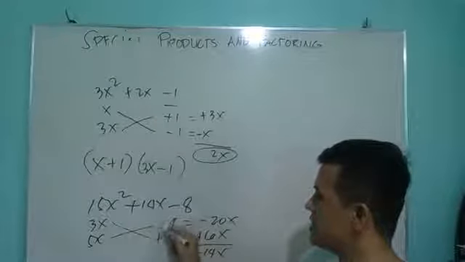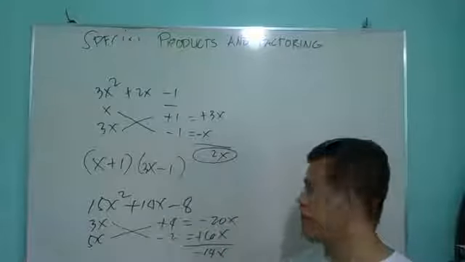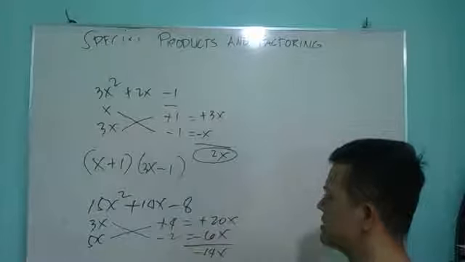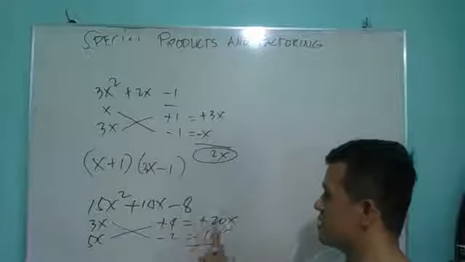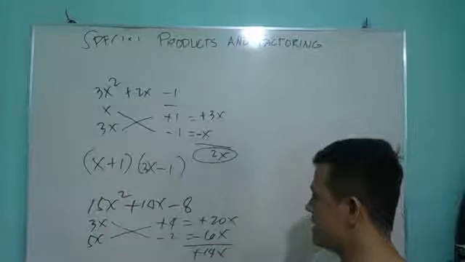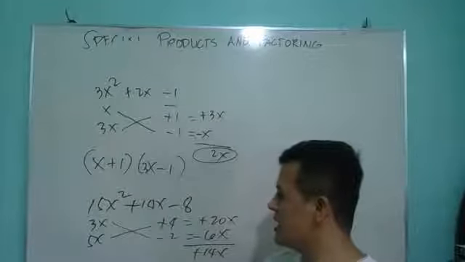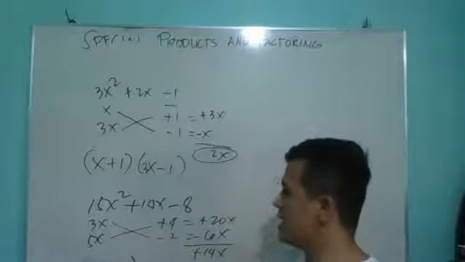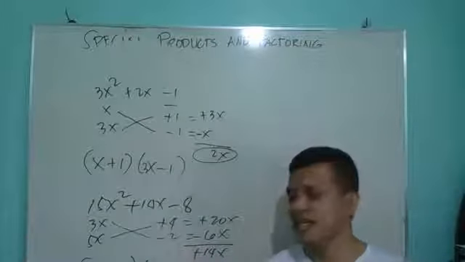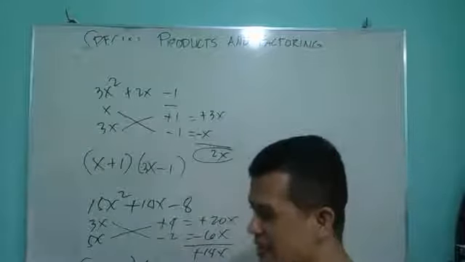Let's change this then. If this is positive and this one is negative, because this is negative 8, one must be negative. So this one is negative 6x and this is positive 20x, right? 5x times positive 4 is positive 20x, and 3x times negative 2 is negative 6x. Adding them, that's positive 14x, which is the middle term. So our factors would be 3x plus 4 and 5x minus 2.